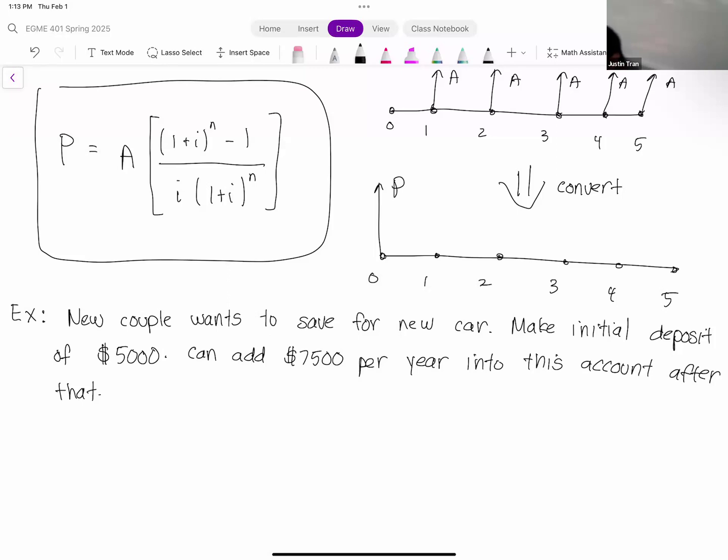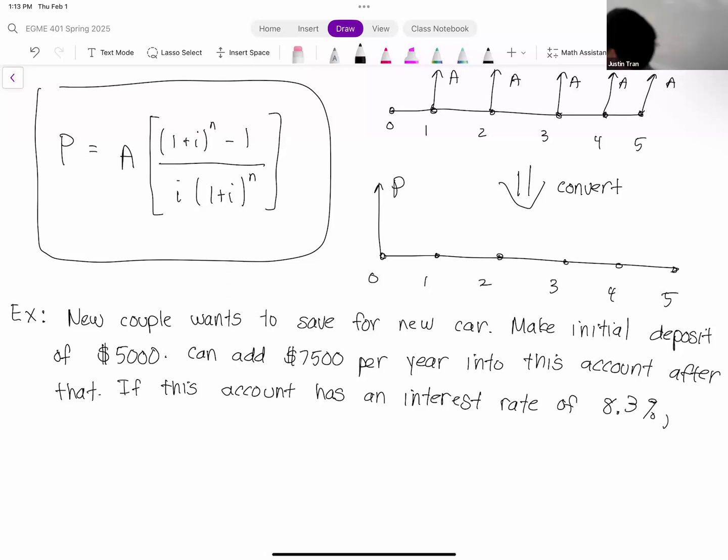All right. So let's say that this account has an interest rate of 8.3%. They want to compute how much money they'll have in the account after 2 years.